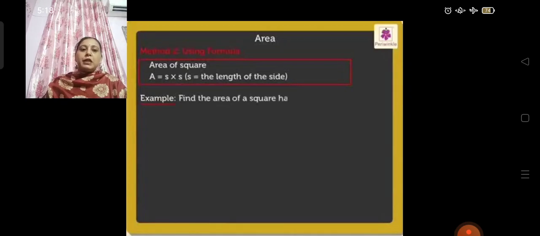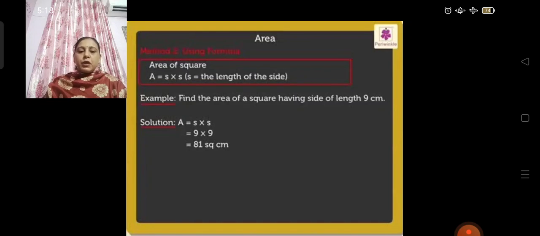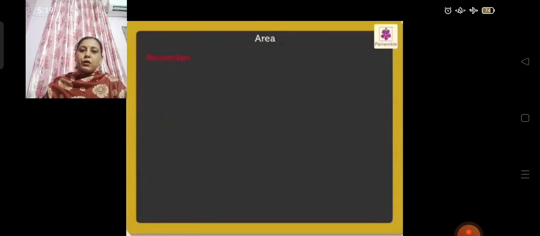Now to find the area of a square having side length 9 centimeters, I will write the formula as side into side. Here side is 9 centimeters. So I will write it as 9 into 9, that is 18 square centimeters. So this is the area of a square.